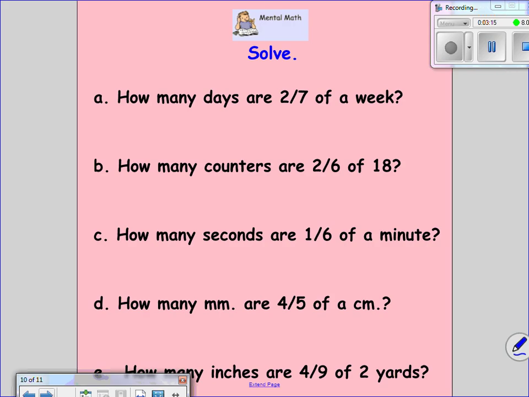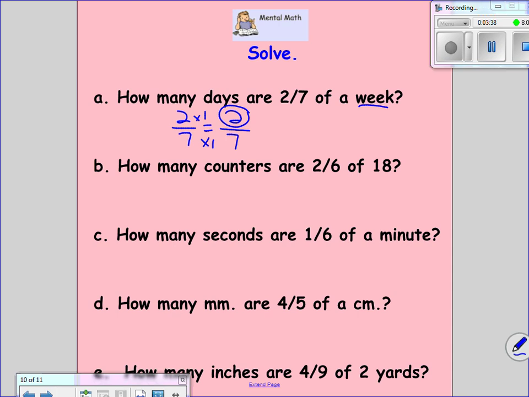How many days are 2/7 of a week? Well, I want to know how many that is. So 2/7 of the week. How many days are in the week? My whole is 7. That's why I have a 7 here. Times 1 would be 2 days. That makes sense, right? 2/7 of the week. 1, and there's 7 days in the week.